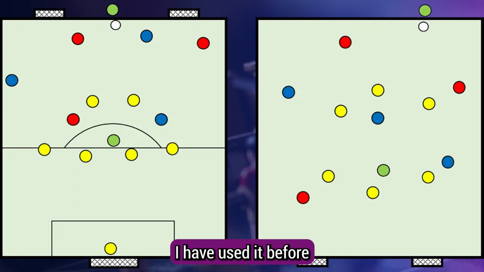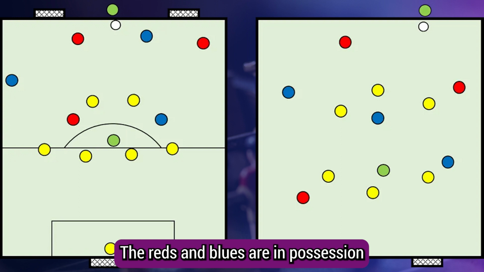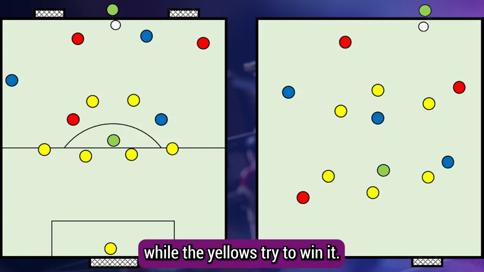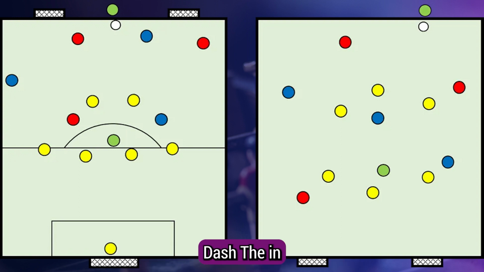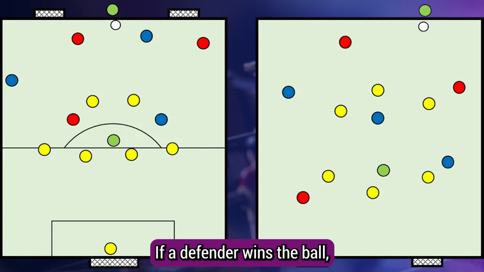I have used it before and have also adjusted it to create an attack versus defense style variation based on the same premise. Rules: the Reds and Blues are in possession and look to keep the ball, while the Yellows try to win it. The in possession team can only pass to the other color, red to blue and blue to red. If a defender wins the ball, the defending team switches with the team of the player who gave the ball away.